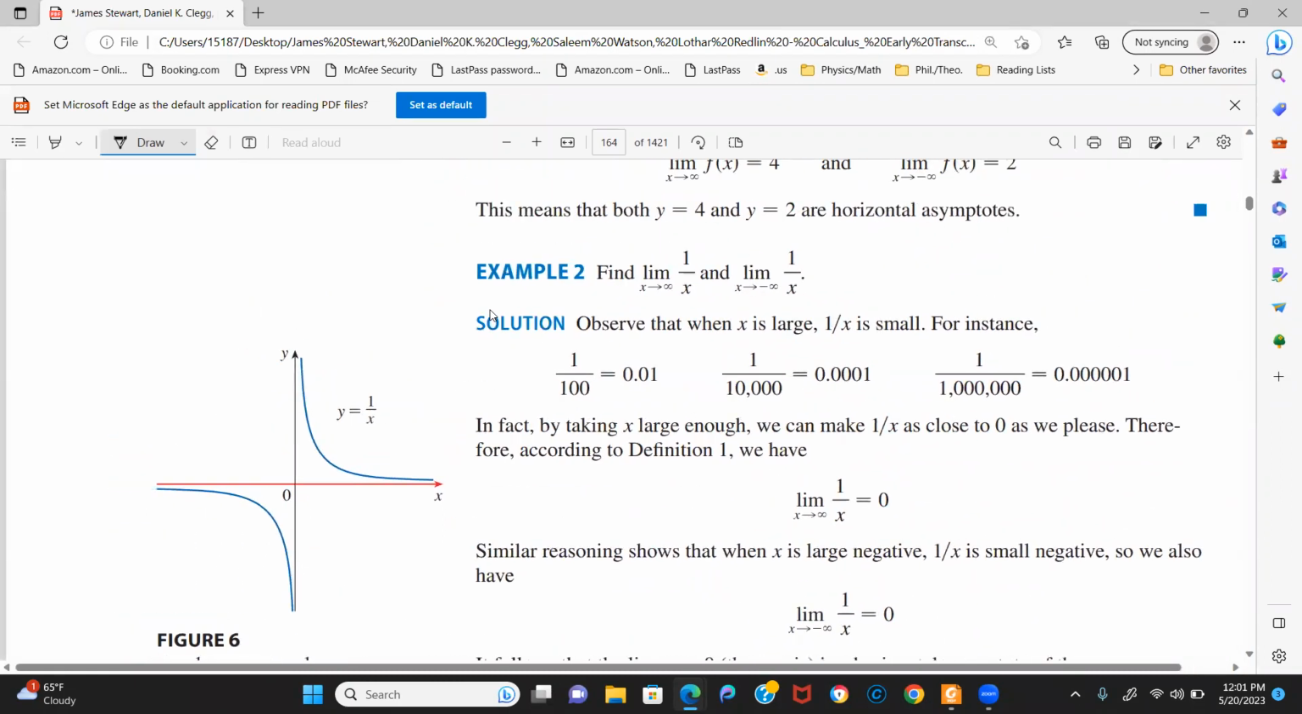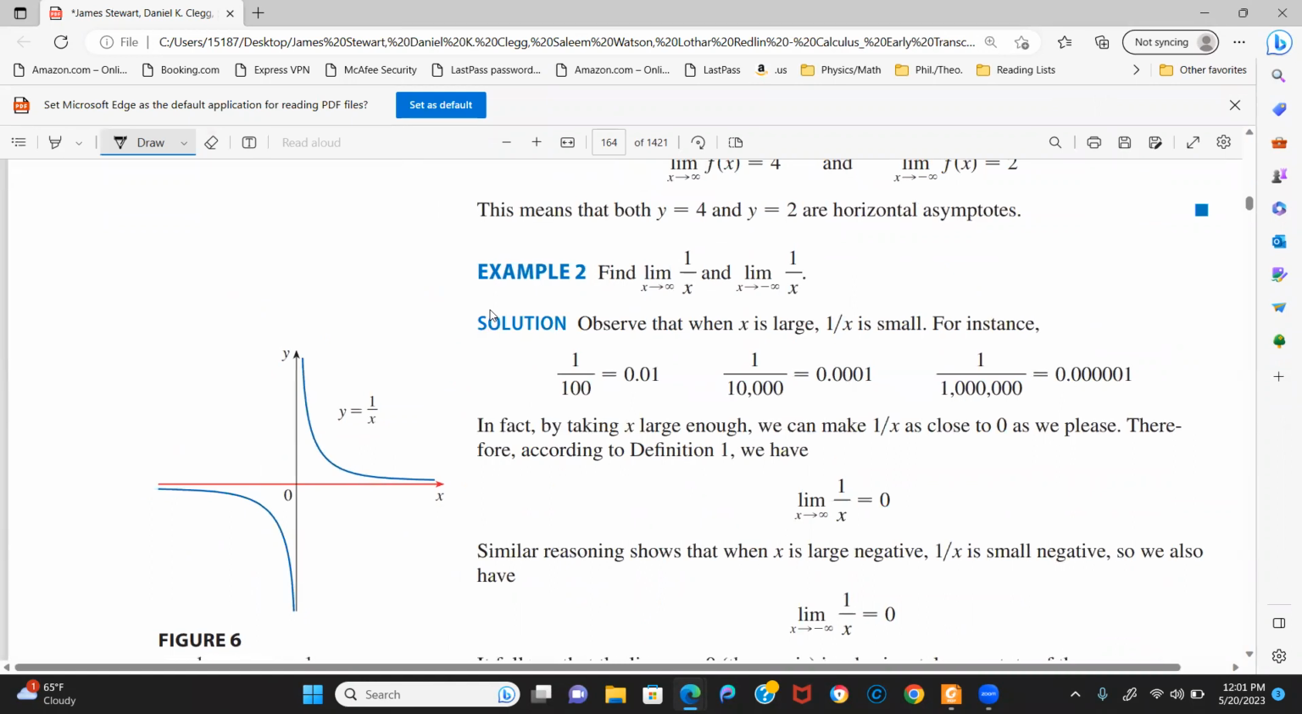Here's an example we looked at. Actually, this is not quite what we looked at. We looked at the limit of 1 over x as x goes to 0 from the left and from the right. Now you can do a similar calculation where x goes to infinity and negative infinity. You can see from the graph, or just observe from calculations, that if x is large, then 1 over x is small. Like 1 over 100 is a small number, 1 over 10,000 is a small number, and 1 over a million is an even smaller number. So as you go along, the height of the graph above the x-axis is shrinking, going to 0.